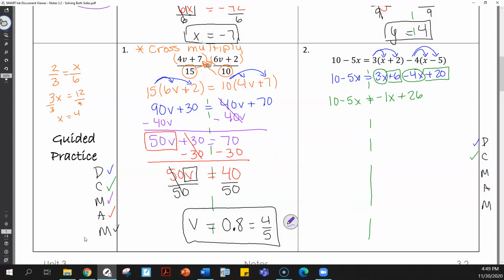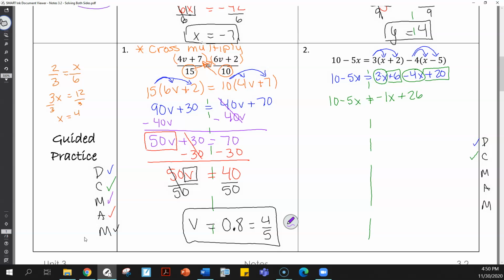M stands for move all your variables to the same side. In this case, I have variables over here and over here. I'm going to switch it up a little bit on this one. So remember, I said I like to move the one with the least coefficient. Well, negative 5x, negative 5 is the coefficient. Negative 1x, negative 1 is the coefficient. Of those two, negative 5 is actually smaller. Think about a number line. It's all the way down on the left-hand side. So it's actually smaller than negative 1. So I'm going to move this negative 5x over here to this side. If you would like to move negative 1x instead, you are more than welcome to.